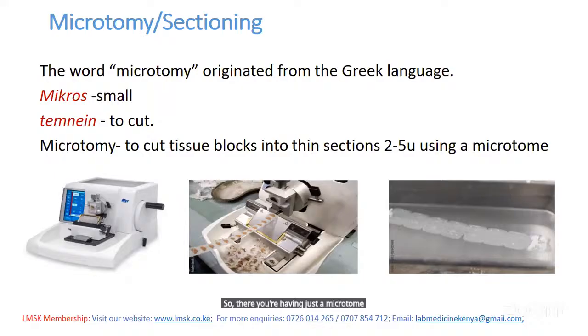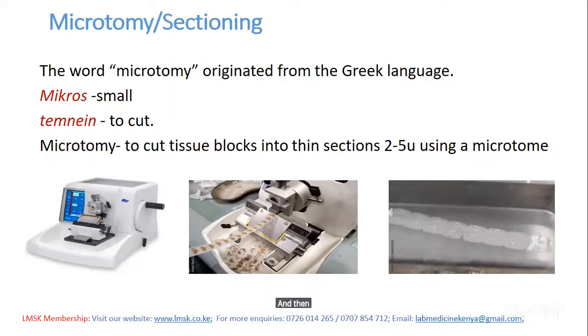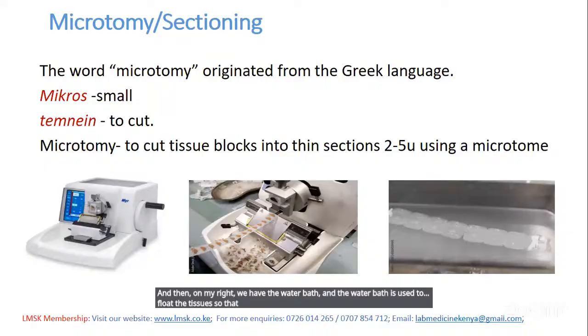So there you have a microtome. That is a rotary microtome from Meyer Company. Then the middle photo is showing you how the cutting is being done. Those are serial sections or ribbons. And on my right, we have the water bath, which is used to float the tissues so that you can fish them using a frosted slide.